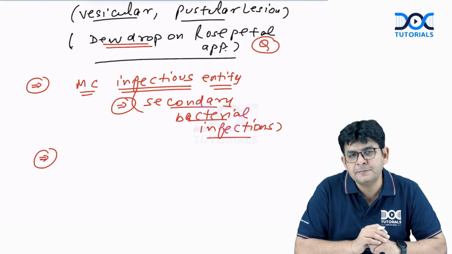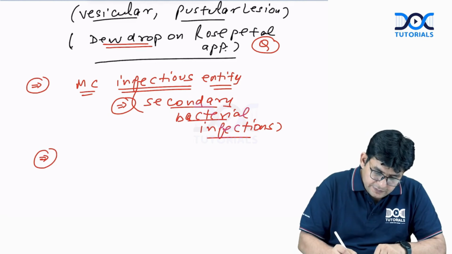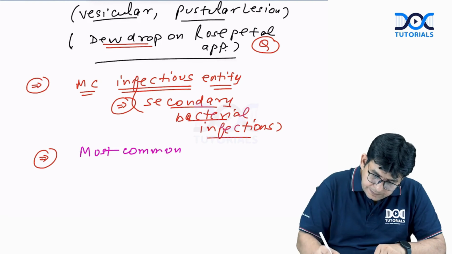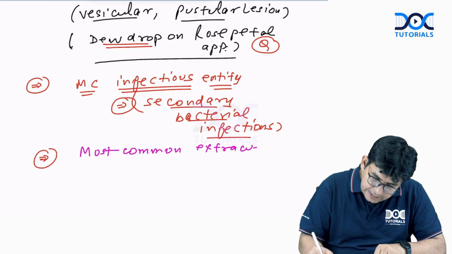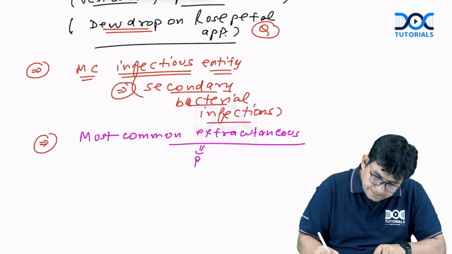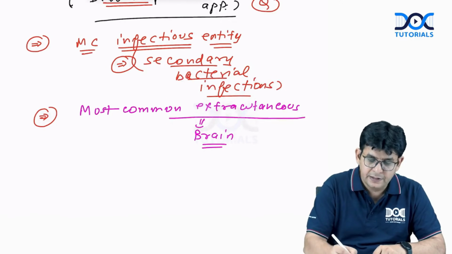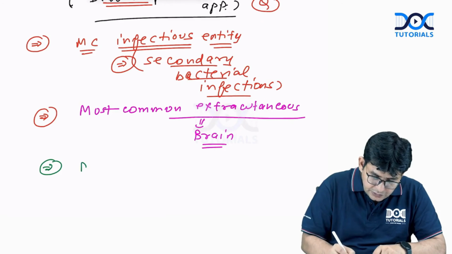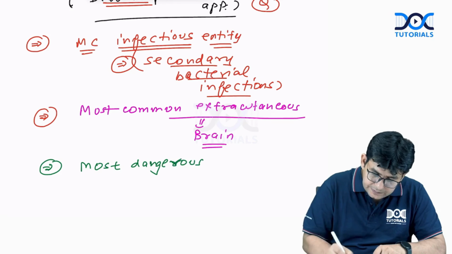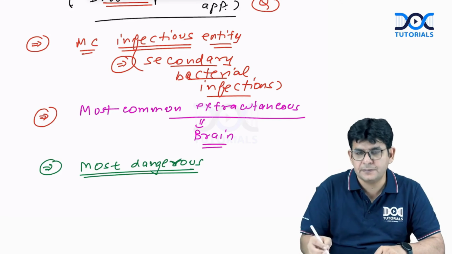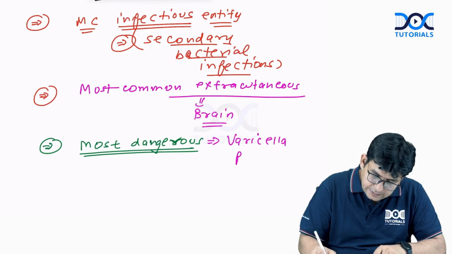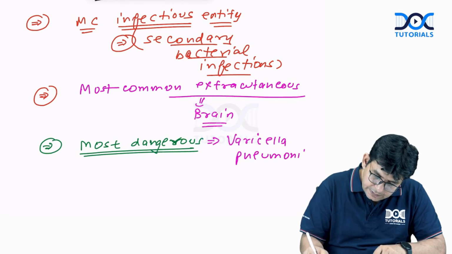Other than that, guys, what else should you know? Which is the most common extracutaneous involvement? The most common extracutaneous involvement is the brain. And the most dangerous complication, most dangerous, is varicella pneumonia.